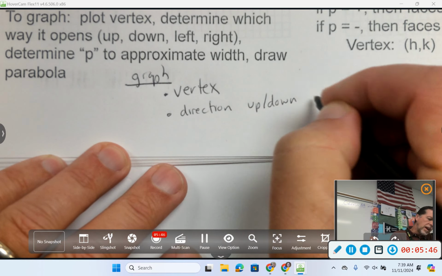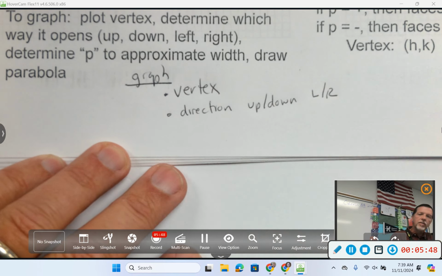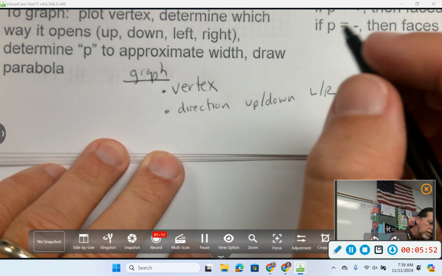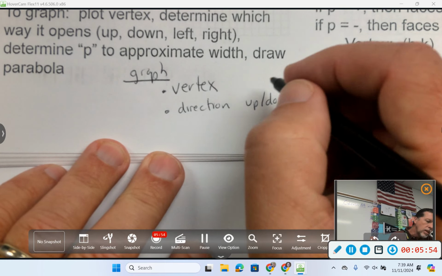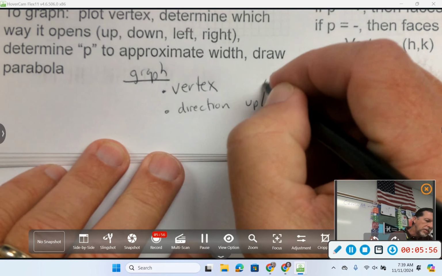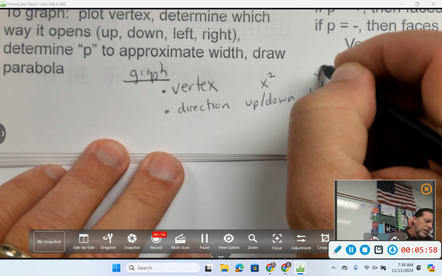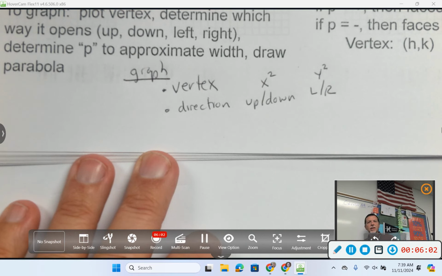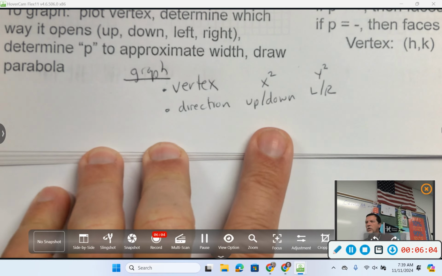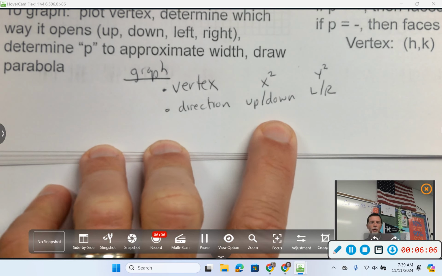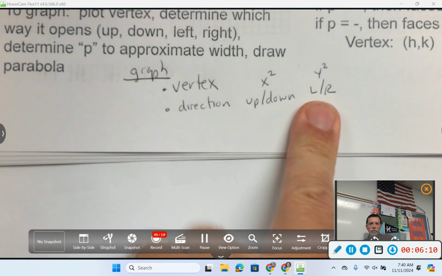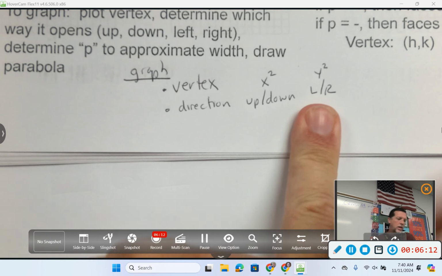Meaning up and down versus left and right. Let's see. Up and down would be if the x term is squared. Left and right would be if the y term is squared. Again, that uses what you already know. The x squared, that's the normal parabola. That's the one you're used to. If y is squared, that feels weird, and it makes a weird parabola, a left and right parabola.